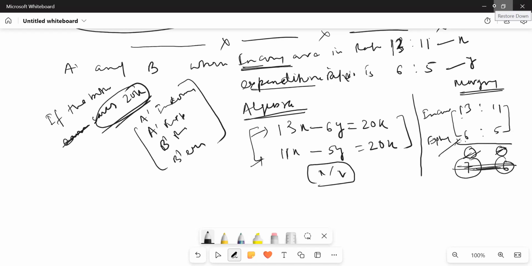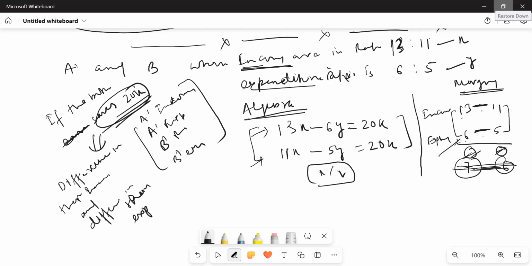So I'll just multiply it, or try hit and trial also. Or you can find the equality this way: the difference in their incomes and the difference in their expenditures should be the same, because then only their savings would be the same.